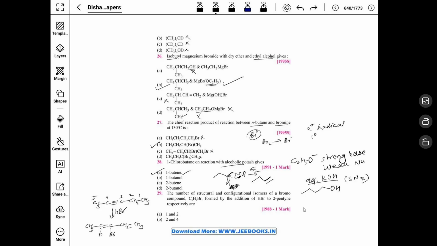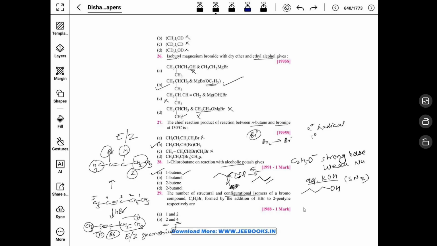So one is this, and the second is this, so 1 and 2 are two different structural isomers. Now if you see around this double bond, these substituents and these substituents are different, so they will show E and Z geometrical isomerism. And similarly here it will show geometrical isomerism E and Z. So therefore there are 2 structural isomers and 4 geometrical isomers.